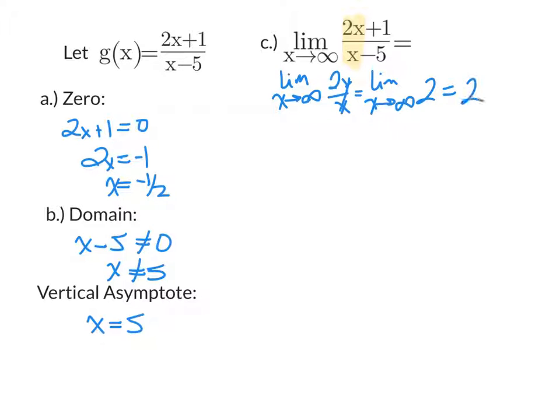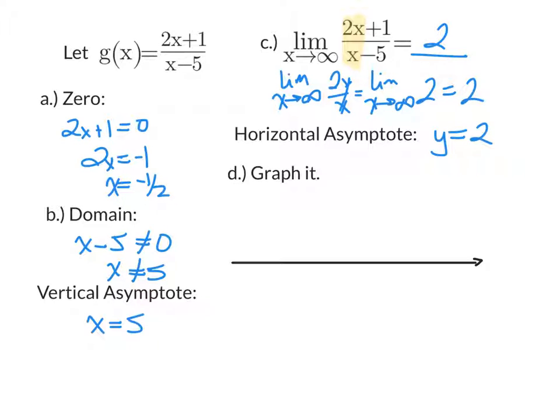which is 2. So the limit as x approaches infinity of (2x plus 1) over (x minus 5) is going to be 2. Why that's important is that it gives us where our horizontal asymptote is going to be. That's going to be the horizontal line, y is equal to 2. Now, with all this important information, we can go ahead and graph it.